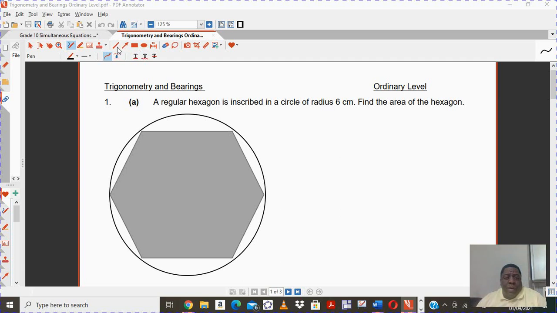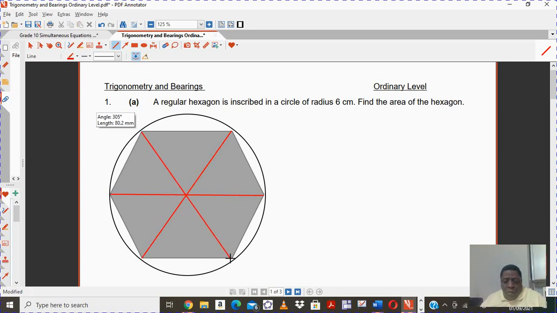Okay, so let me just go ahead and do the following. Perhaps I just want to make it a little bit interesting for me. So I'm going to draw a line right through there. I'm going to draw another line right through there. And perhaps the last one from there to there. Remember, the diagrams are not to scale.